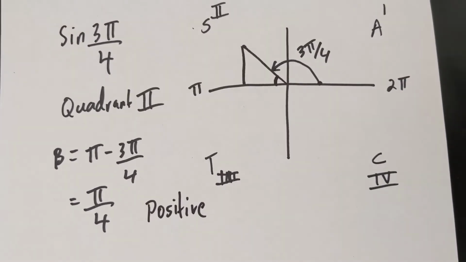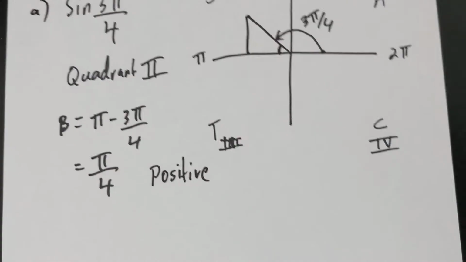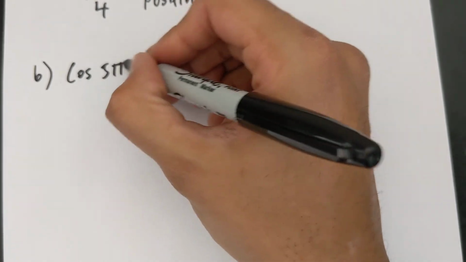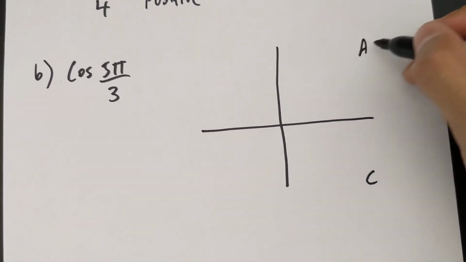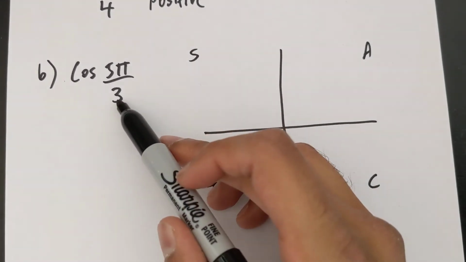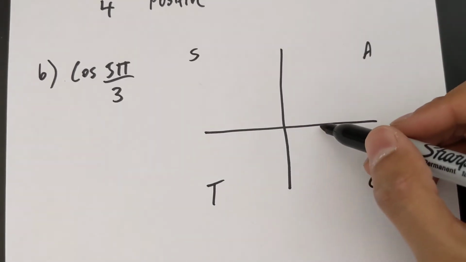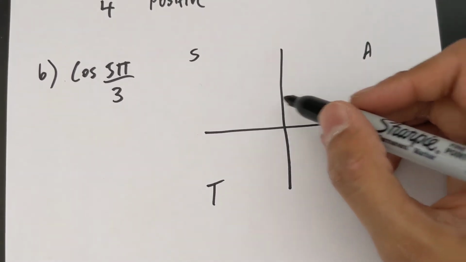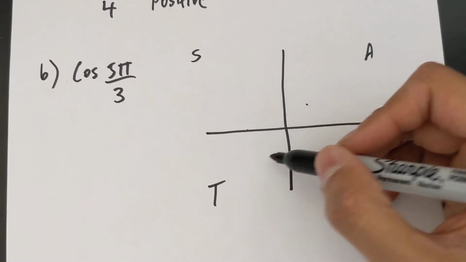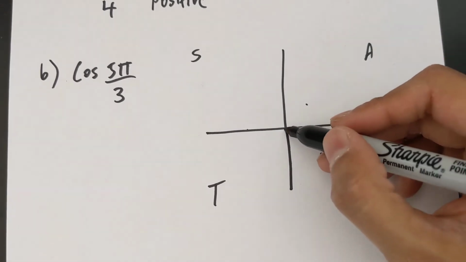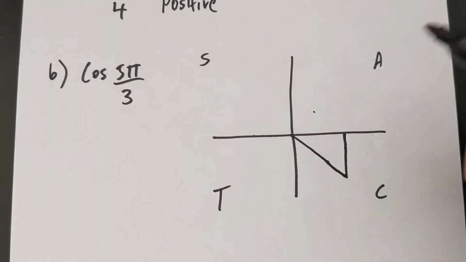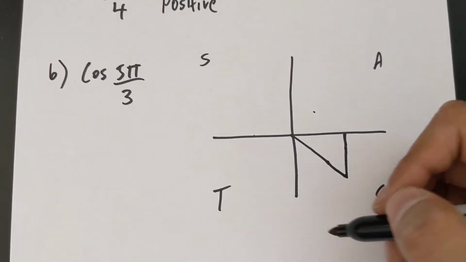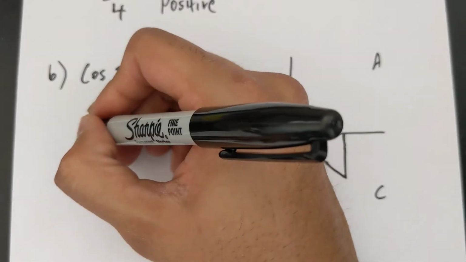Okay, let's try a couple more examples. So that was A. We can go to B, which is cos 5 pi over 3. So again, I'm going to start with my CAST rule, C-A-S-T. My denominator here is 3, which means I'm going to split one whole thing with 3. So I have 1, 2, 3, 4, 5, which means 5 pi over 3 is in this quadrant. Okay, I need to find my quadrant first, and this quadrant down here is quadrant number 4.